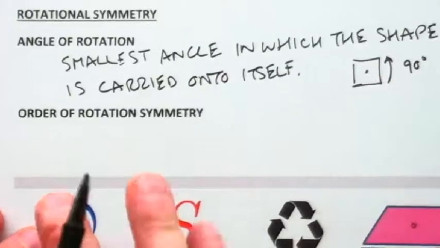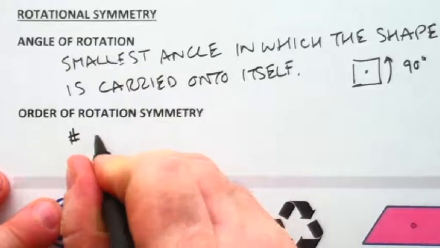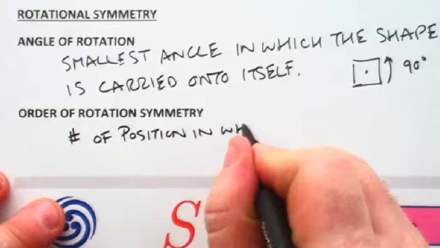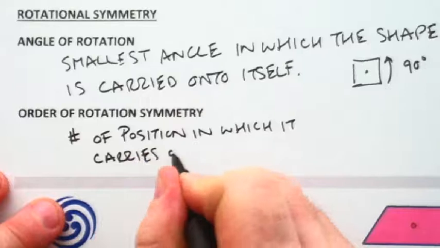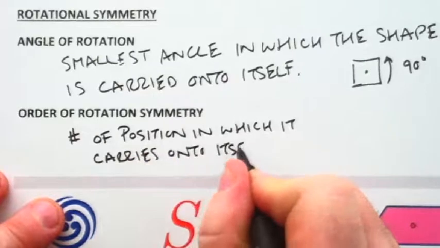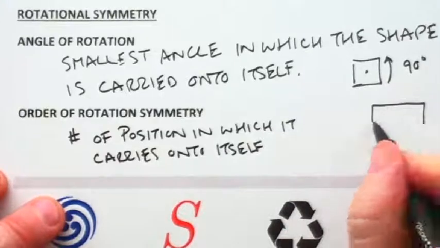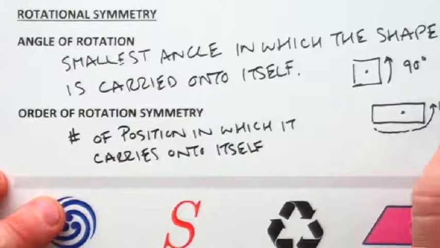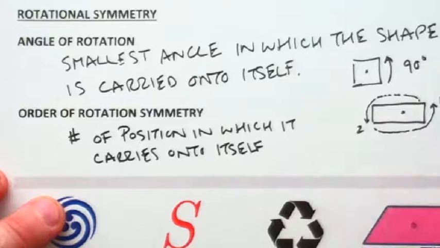rotation. Now the order of rotation is basically the number of positions in which it carries onto itself. So if a shape like a rectangle, as I rotate this 180 degrees, it would carry onto itself once there, and then as I did it again, it would come all the way back a second time. It would have an order of 2.